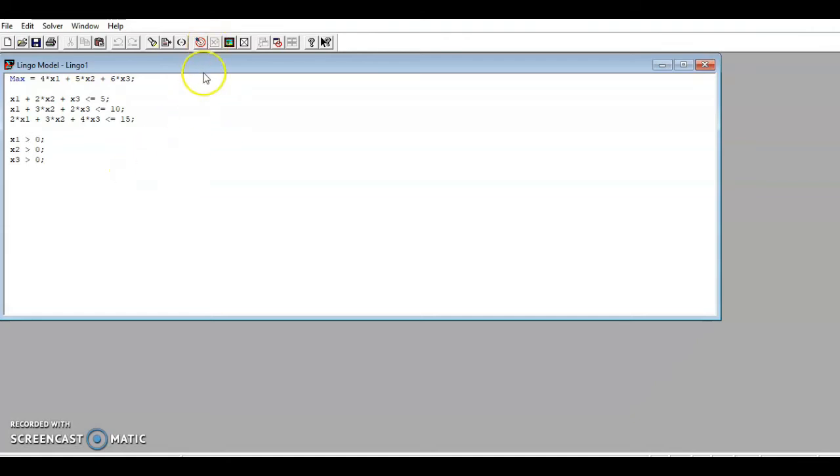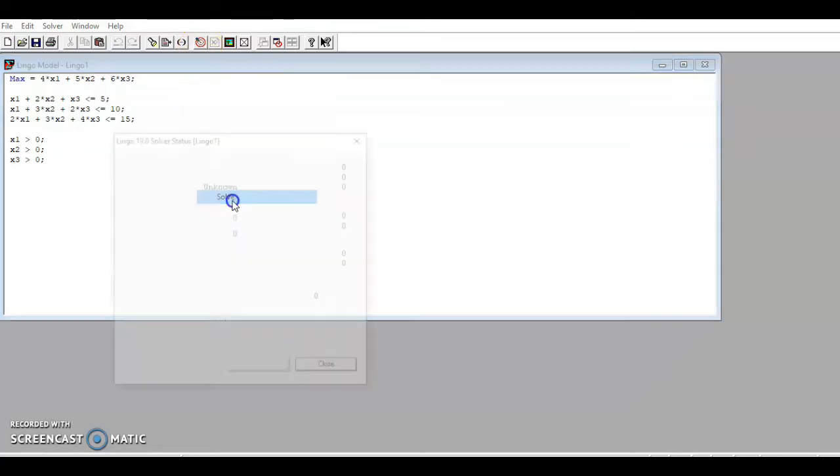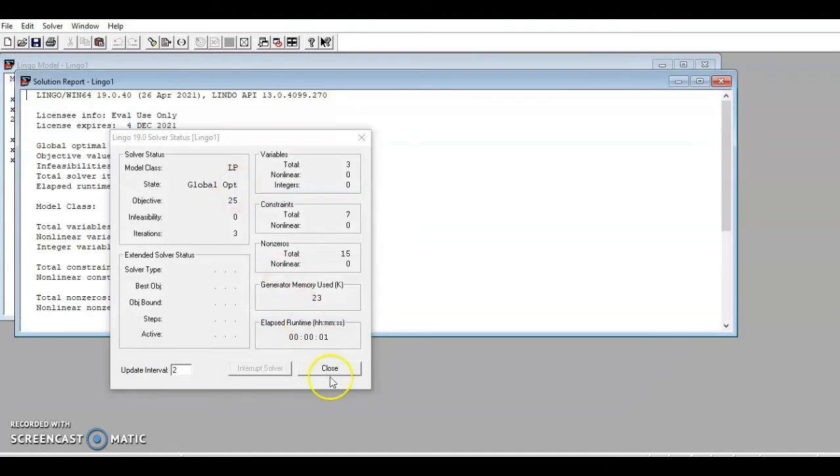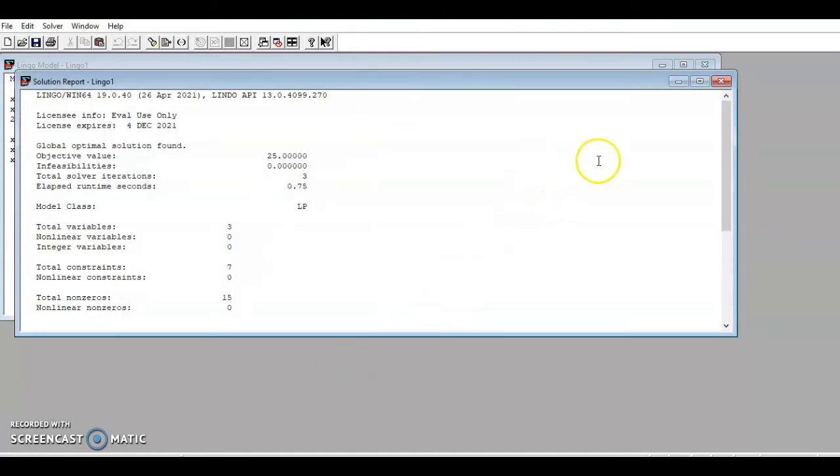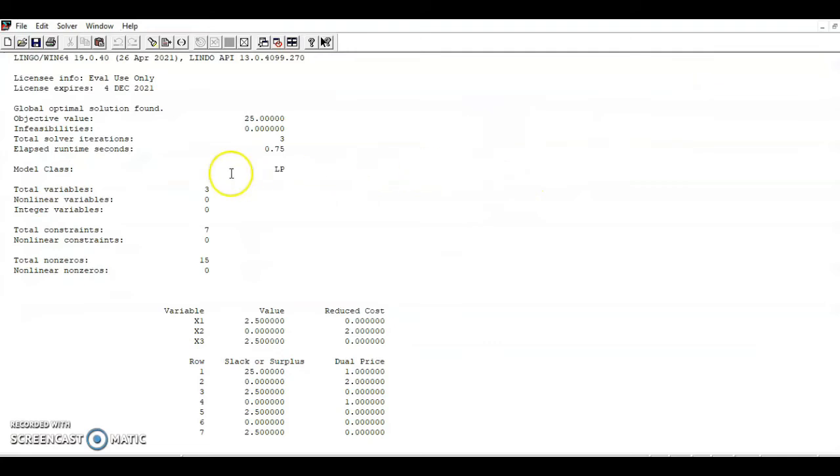To find the answer, I simply click on solve here, or I can right click and then click on solve. Close this one, and there you go. You have your solution. From here, the objective value is the Z value. So we can see here that the company can maximize its profit to 25 ringgit.